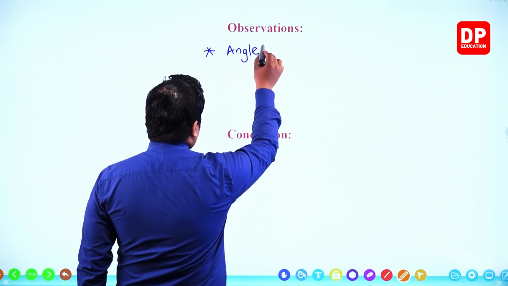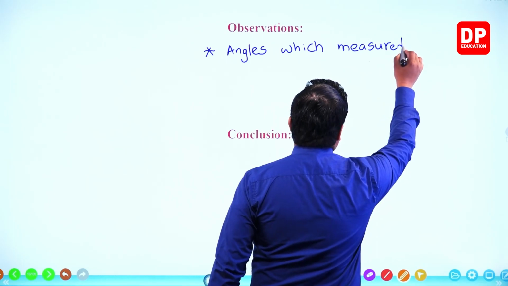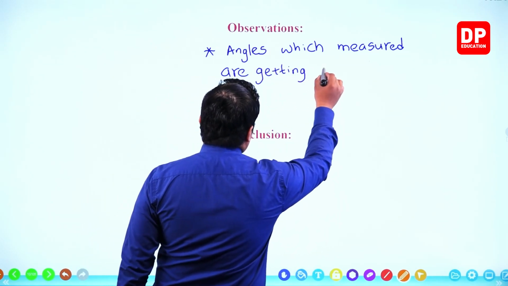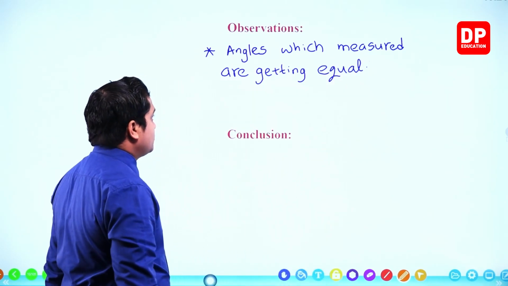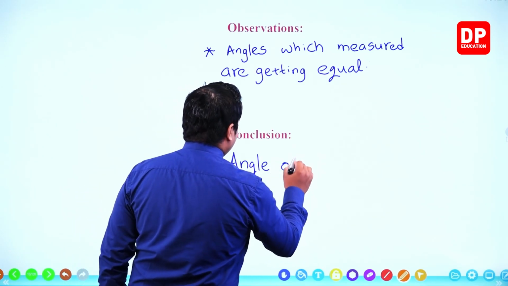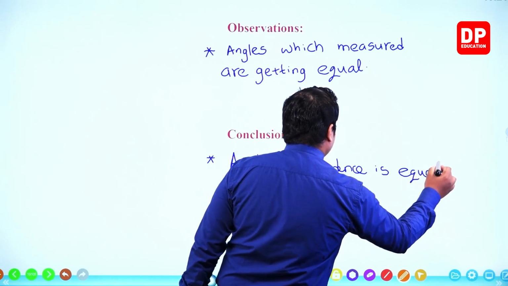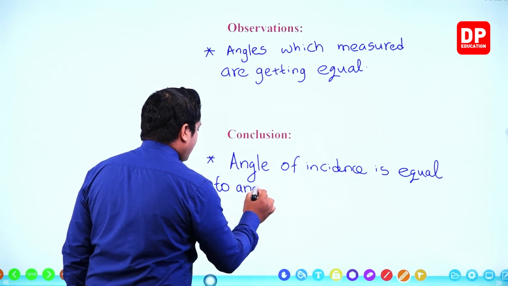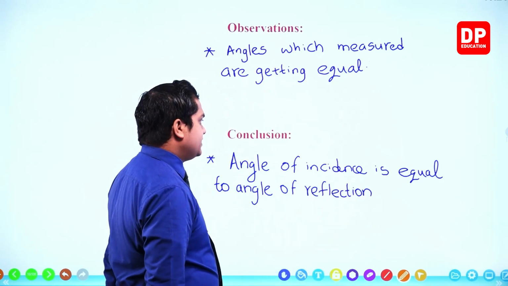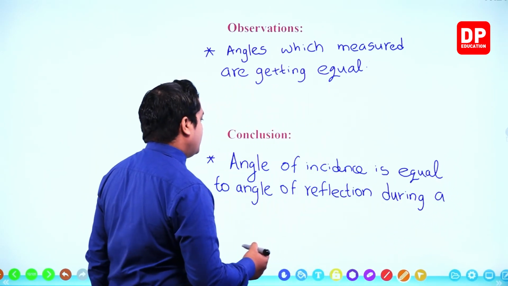Angles which are measured are getting equal. So what is the conclusion from that? We can say that the angle of incidence is equal to the angle of reflection during a reflection.